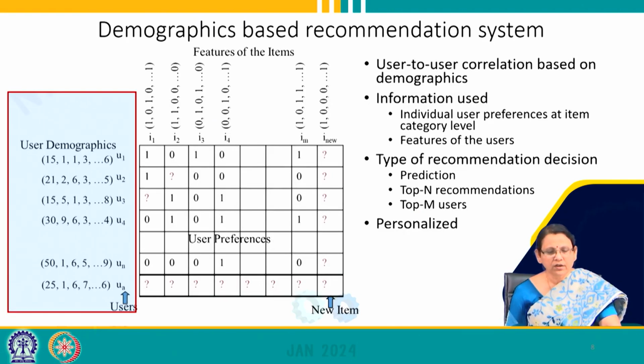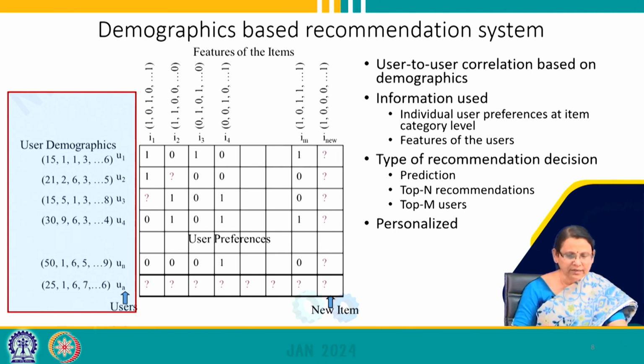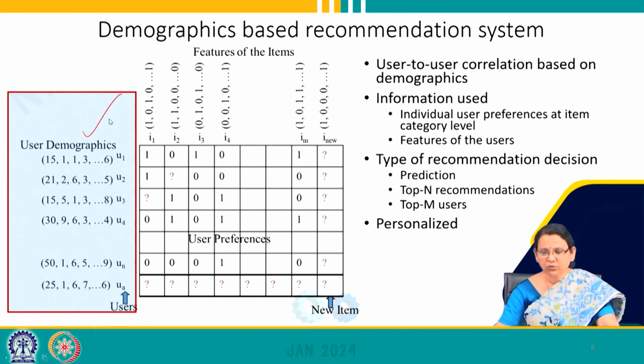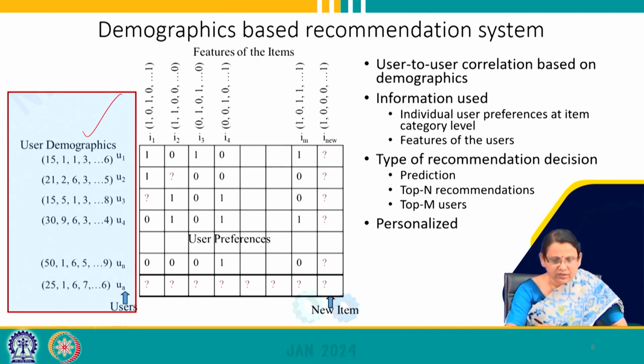Next is your demographics based recommender system. In case of demographic based recommender system, as we know, what are demographics? Demographics are these user features. Here we are supposed to use user based correlation, identified based on demographics. In case of collaborative filtering, we found out this user-user correlation, but that was from the rating matrix. But here we will be using the user demographics. So, information used here are the individual user preferences for these items.